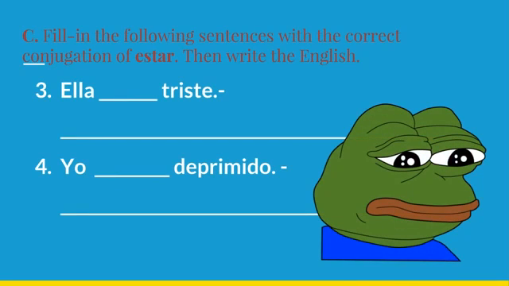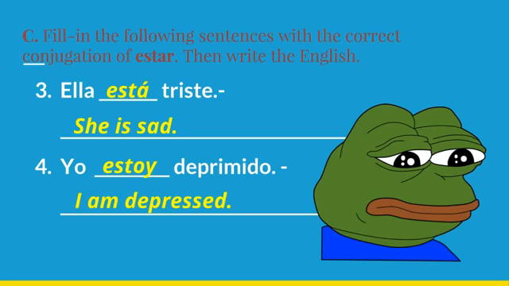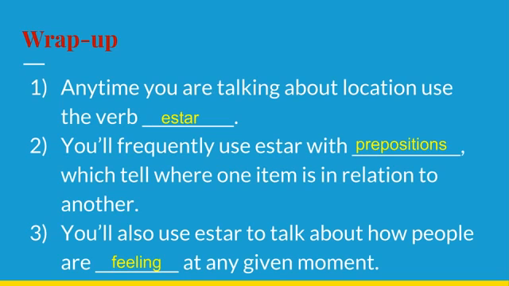And then do the last couple, please. Pause and then check answers. So we have ella está triste. She is sad. Yo estoy deprimido. I am depressed. And that's how we now have two different uses of estar. You can use estar with prepositions, and you can use estar with adjectives to talk about how you're temporarily feeling.